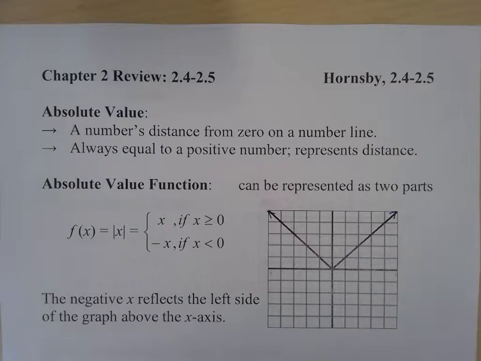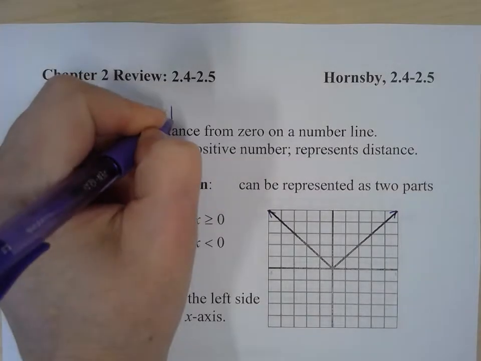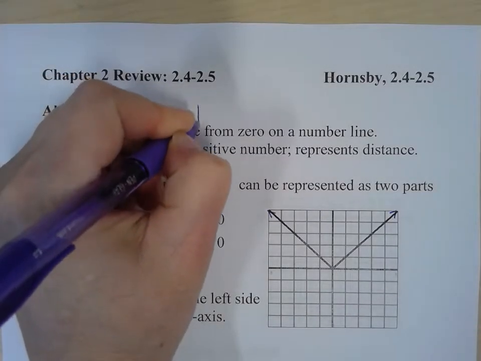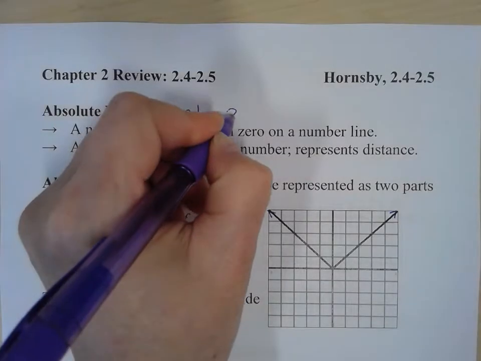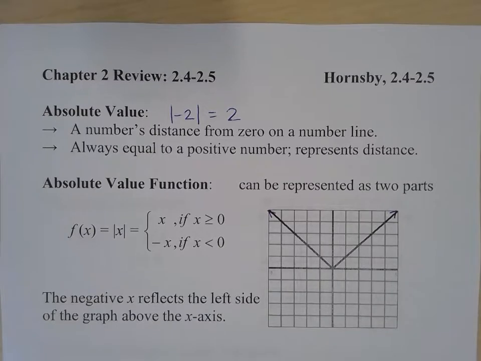In this video, we're going to talk about absolute value and piecewise defined functions. Let's start with absolute value. Absolute value is a number's distance from 0 on a number line. And we take the absolute value of a number. Right? -2 is 2 units or 2 jumps away from 0 on the number line. And that distance is listed always as a positive number.